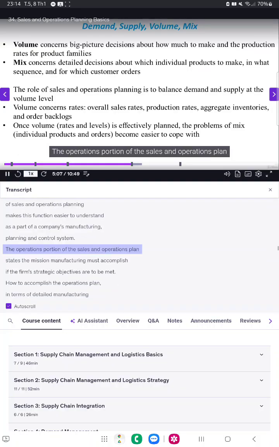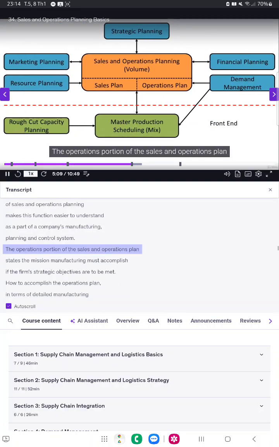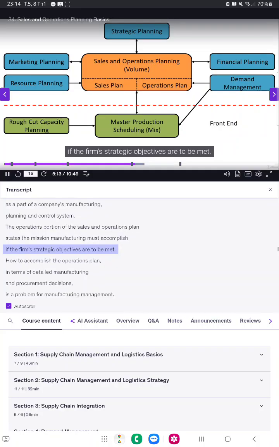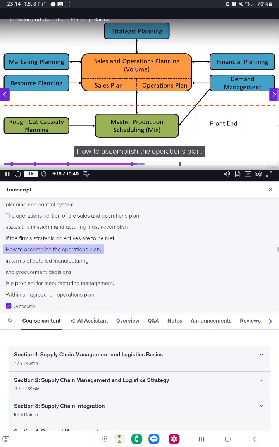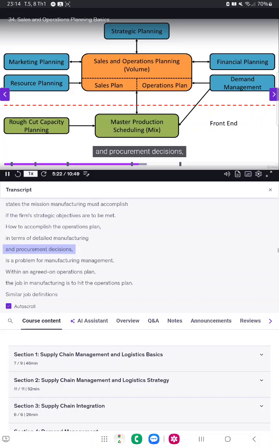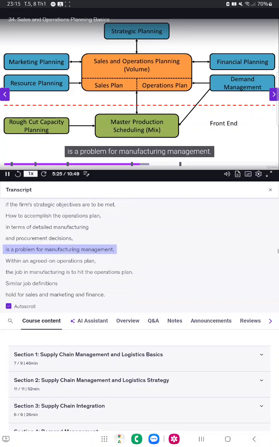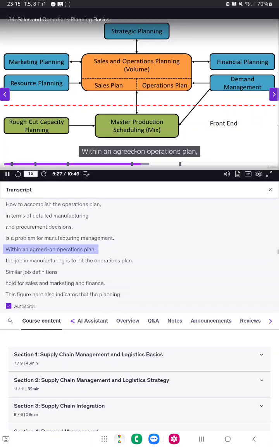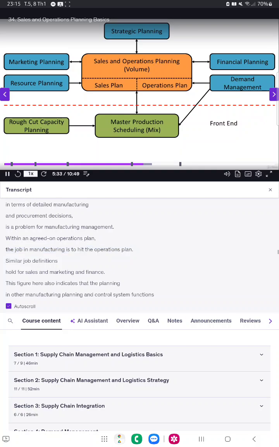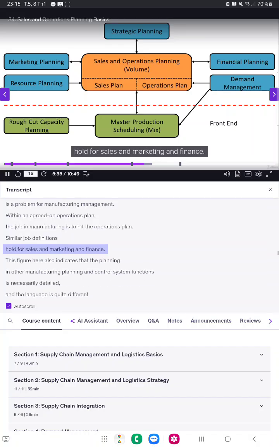The operations portion of the sales and operations plan states the mission manufacturing must accomplish if the firm's strategic objectives are to be met. How to accomplish the operations plan in terms of detailed manufacturing and procurement decisions is a problem for manufacturing management. Within an agreed-on operations plan, the job in manufacturing is to hit the operations plan. Similar job definitions hold for sales and marketing and finance.